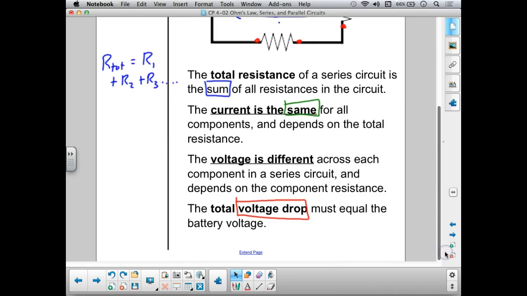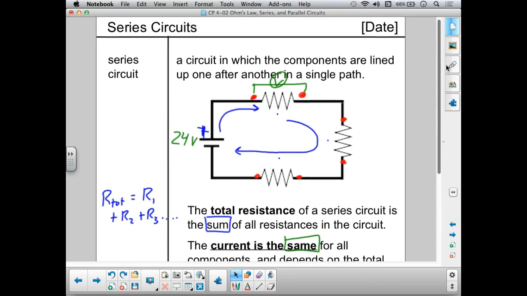Or any other component that I want. And what this statement down here is saying is that the total voltage drop must equal the battery voltage. So if I add up the voltage drops across this resistor, and then this resistor, and then this resistor, they all have to add up to whatever the battery's voltage is.